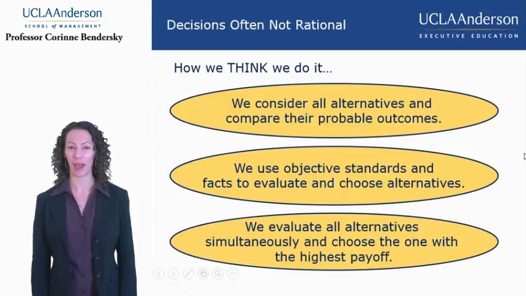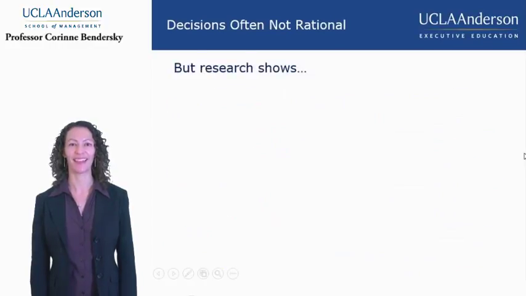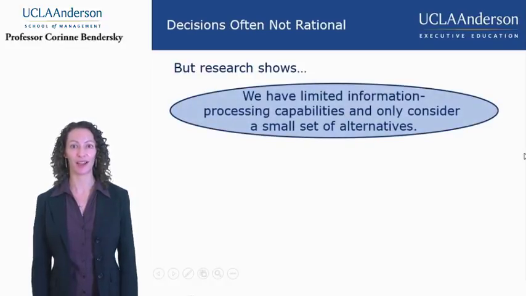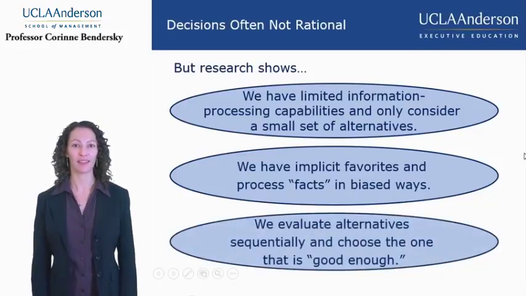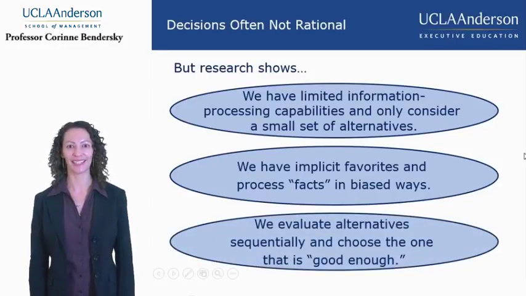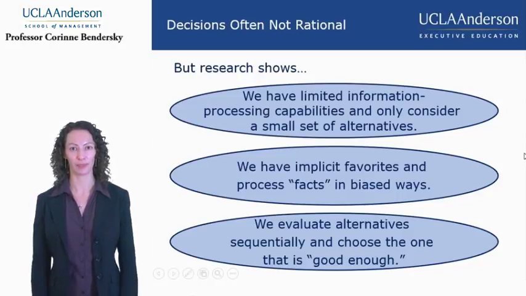People who study how people actually make decisions find a very different process. In reality, we often make decisions with limited information processing capability, and that makes us consider a small set of alternatives. We have implicit favorites and preferences, and we process facts in biased ways. And rather than considering all of the alternatives simultaneously, we often evaluate them sequentially and choose the first one that's good enough, not necessarily the optimal one.